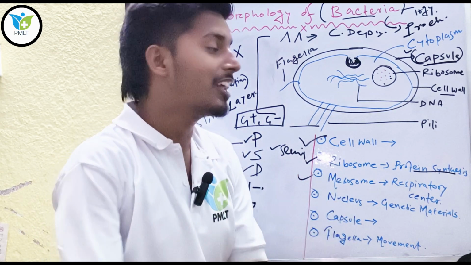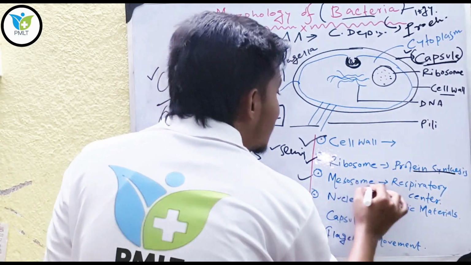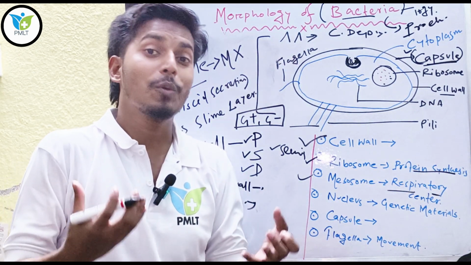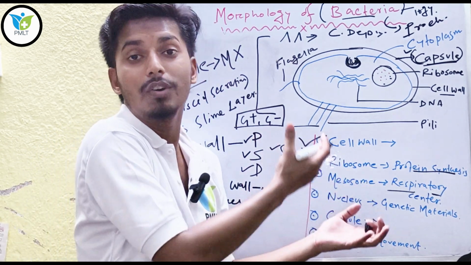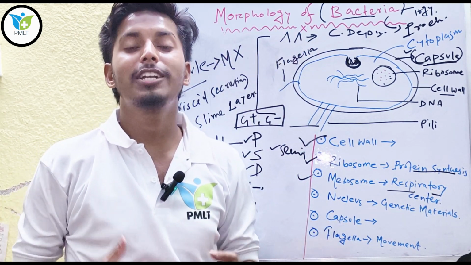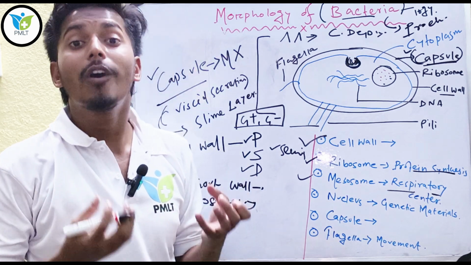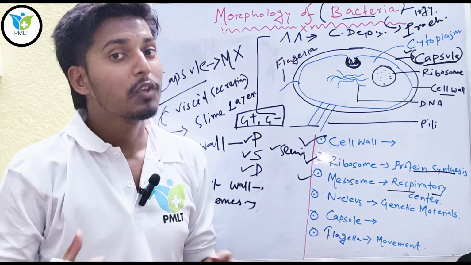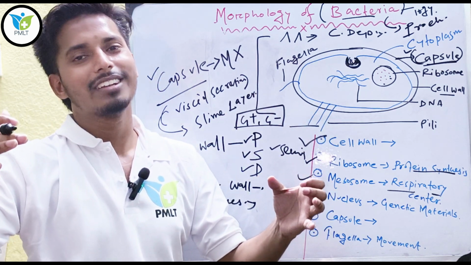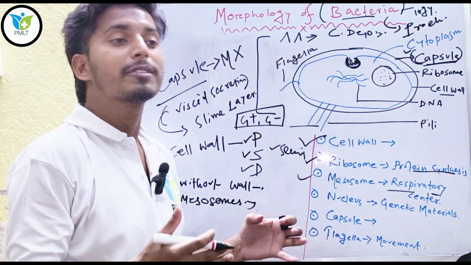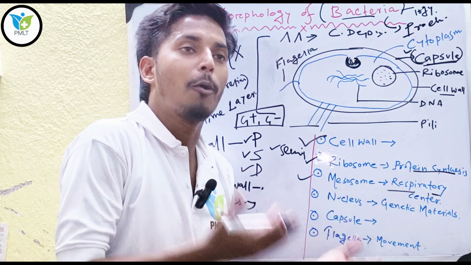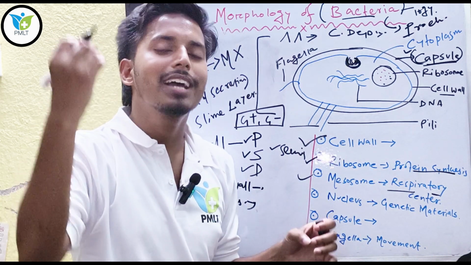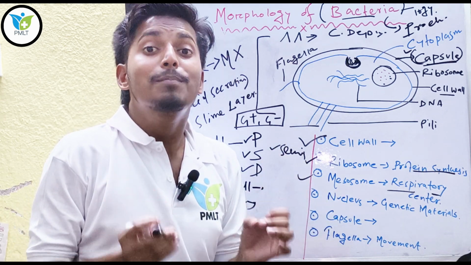You need to understand the function. The function is that the mesosome helps in respiration. We human beings require respiration, and bacteria also require respiration. Some bacteria are aerobic, they require oxygen. Some bacteria are anaerobic, they require carbon dioxide. We will understand this later. There are also facultative aerobic and obligate anaerobic bacteria. There are lots of other terminologies. In the next class I will explain these things.